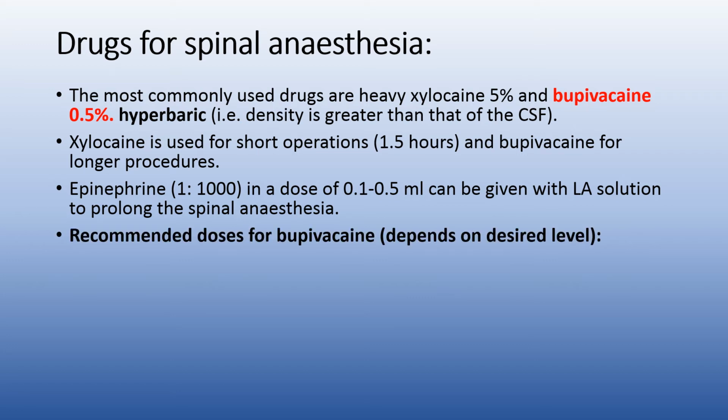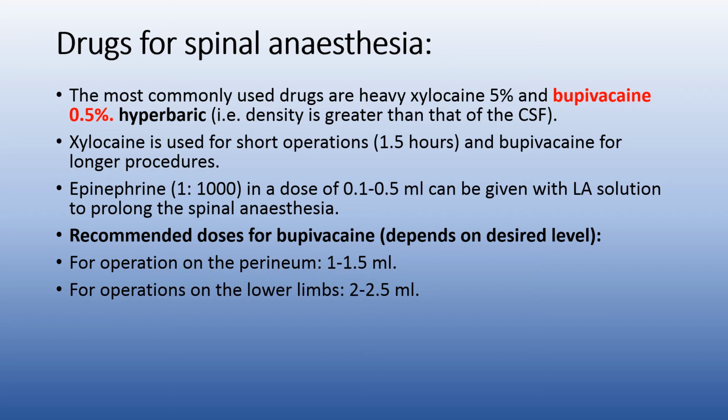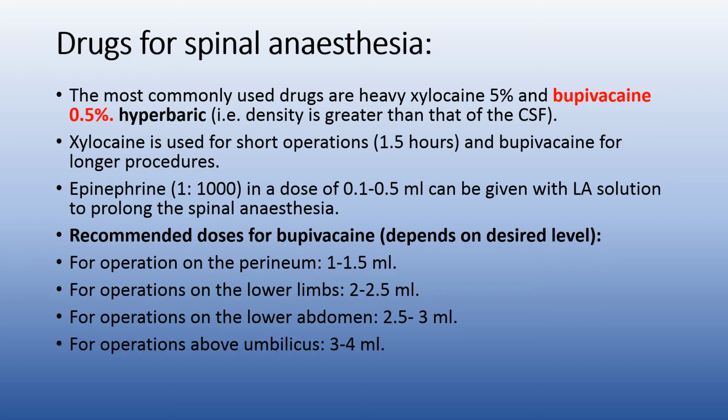The recommended dose for bupivacaine depends on the desired level. For operations on the perineum, 1 to 1.5 milliliters. For operations on the lower limb, 2 to 2.5. For operations on the lower abdomen, 2.5 to 3 milliliters may be given, and for operations above the umbilicus, 3 to 4 milliliters may be given.